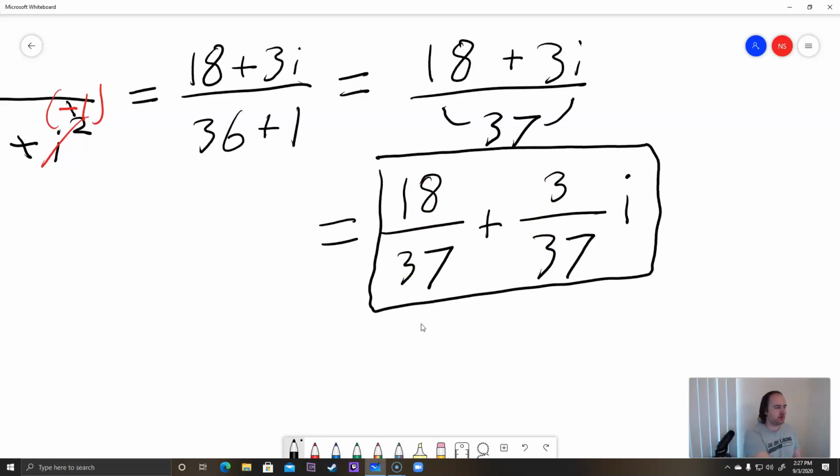In your homework you're going to get to practice some harder ones where you divide, but the top and the bottom both are in the form a plus bi. But remember, you're basically just always going to be multiplying the top and the bottom by the conjugate. And remember, the conjugate just means you switch the sign of the second term.